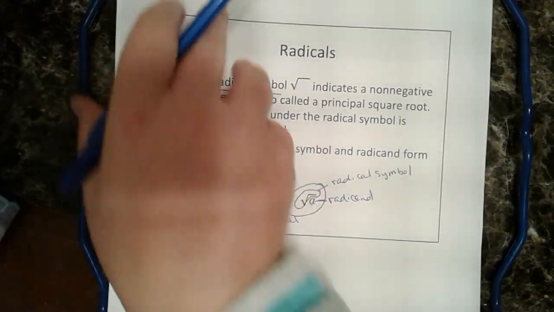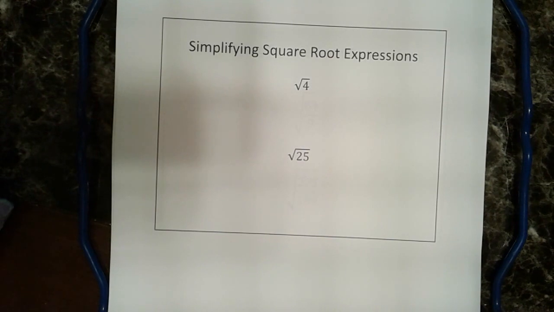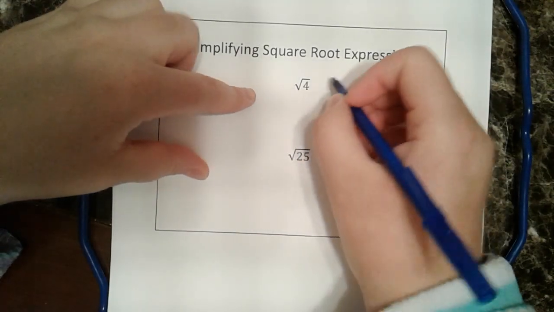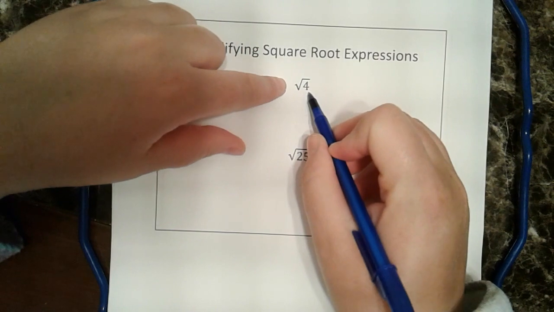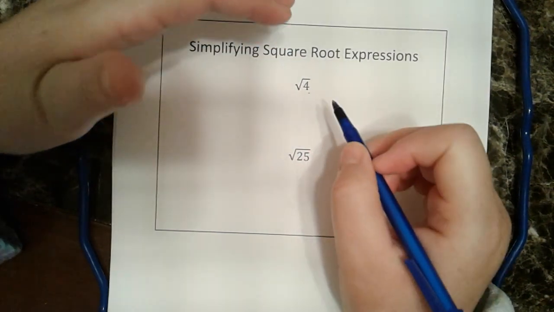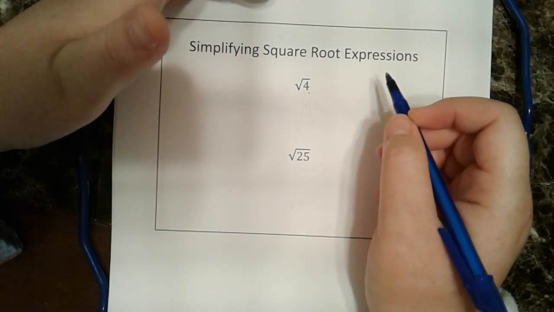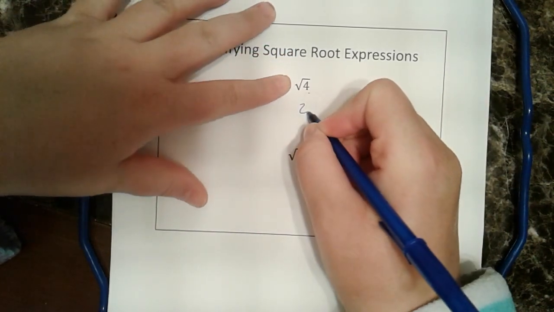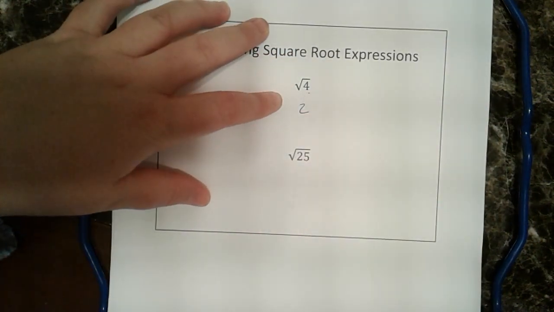So next up, and sorry for scooting this, we're actually going to solve some square roots. Remember, the square root is something times itself. So what times itself gives me 4? 2. Good.